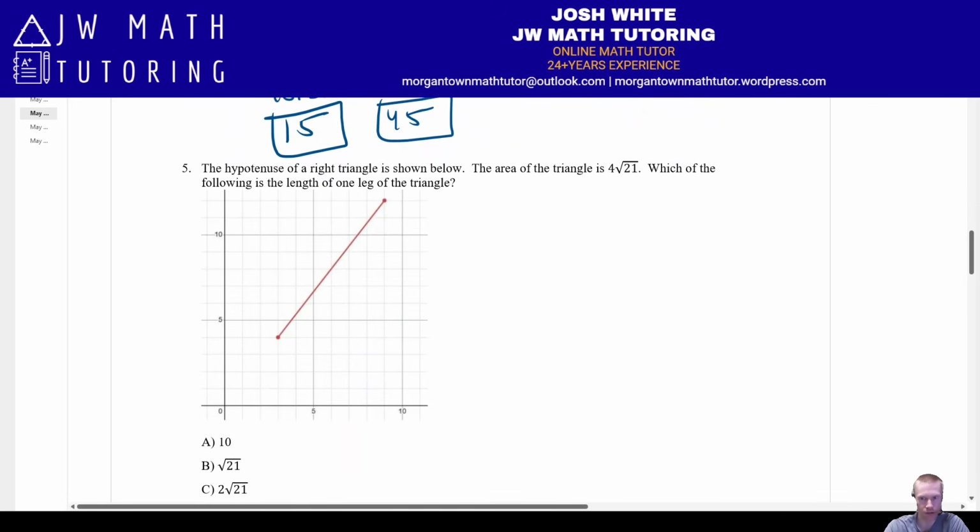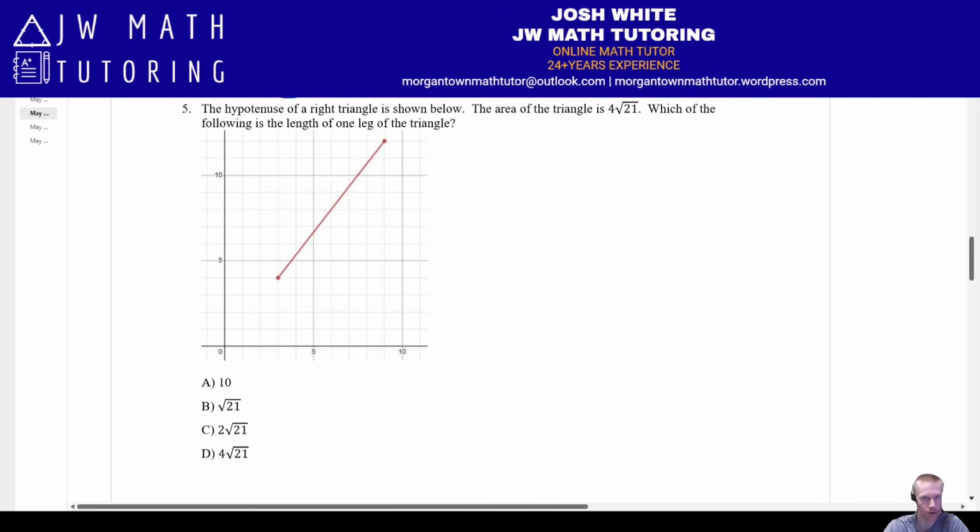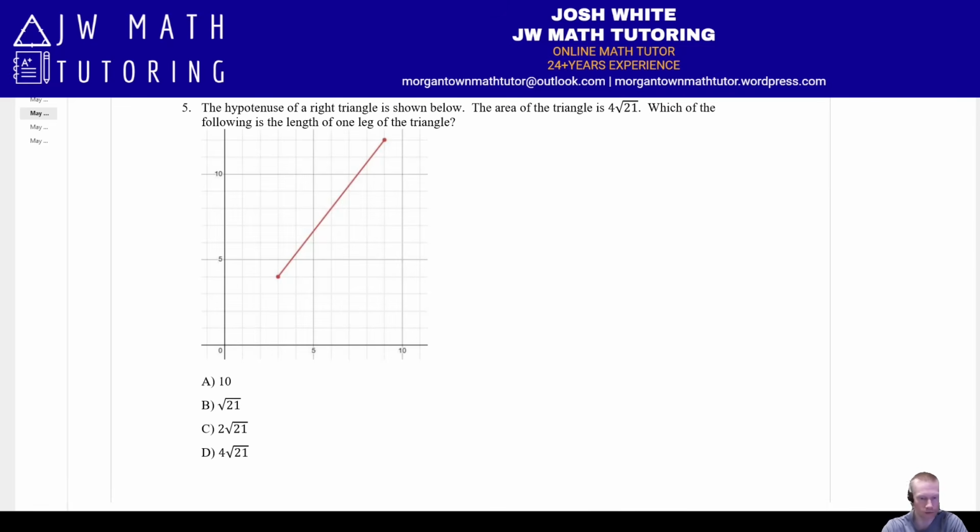All right, next up, let's look at number 5. This one I wasn't completely sure on. So maybe if you had this problem, you remember it, the details were a little bit different or a lot different, but still, I wanted to go over it because it touches on some good concepts. So here you have the hypotenuse of a right triangle shown on a graph. You're given the area of this triangle, 4 root 21. Which of the following is the length of one leg of the triangle?